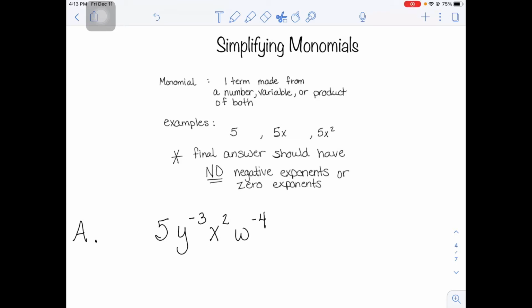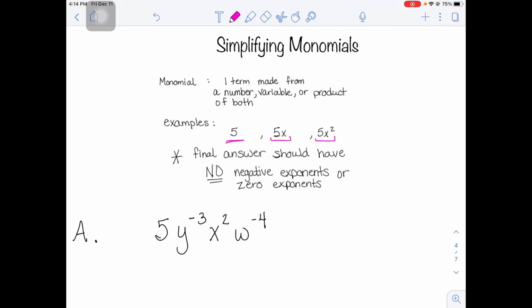We're going to talk about simplifying monomials using our exponent rules. So first of all, if you don't remember what a monomial is: one term made from a number or numbers, a variable, or a product of both. So for example, just a number is a monomial. It's one term, it's a number. 5x is a monomial because it's made of a variable and a number, or the product of both. And then 5x squared is also a monomial.